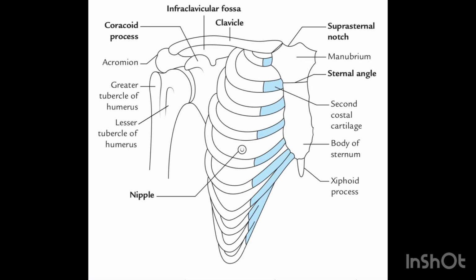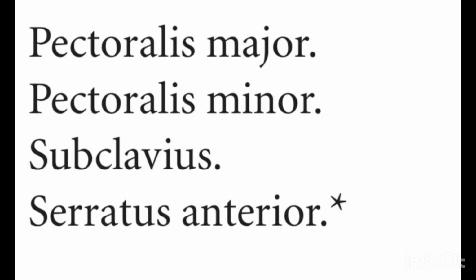What are the muscles? I'll be giving you a mnemonic: please pack some snacks. If somebody says, when you are coming, pack some snacks for me. What is please? Pectoralis major. What is pack? Pectoralis minor. What is some? Subclavius. And what is snacks? Serratus anterior. So these are the muscles of the pectoral region. Don't forget, please pack some snacks. So we'll be taking it one after the other.